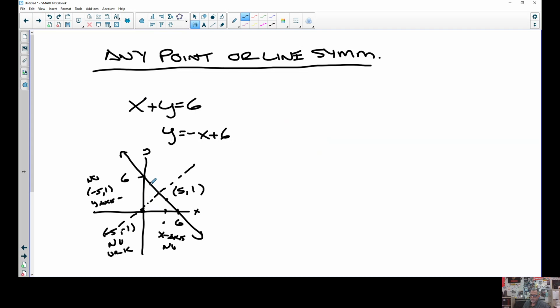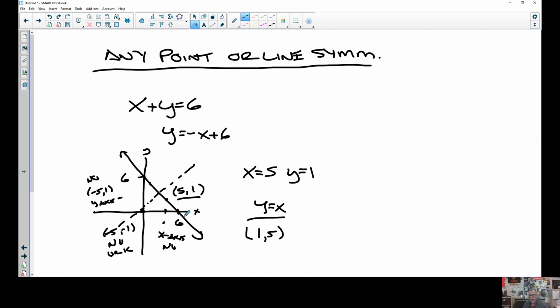If you think about this, and I use 5, 1, x is 5, y is 1. If I talk about y equals x symmetry, then we said if 5, 1 is on this graph, then 1, 5 has to be on this graph. It is. 1, 5 makes this true.